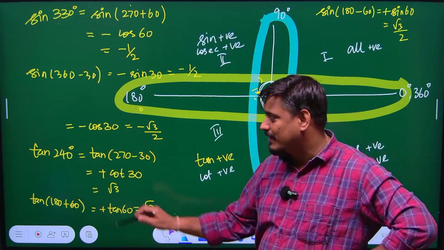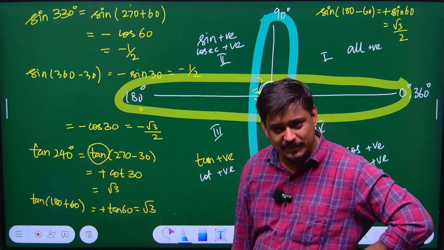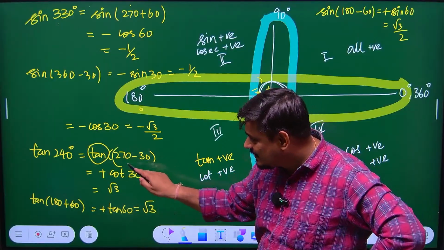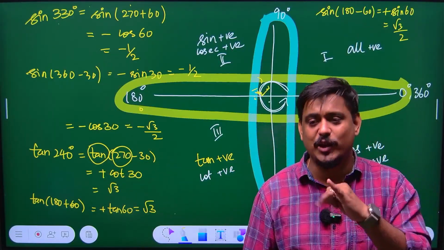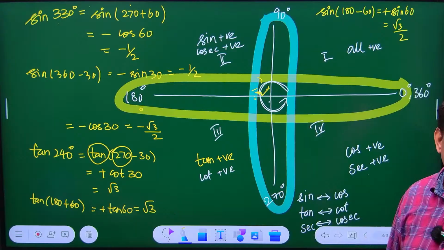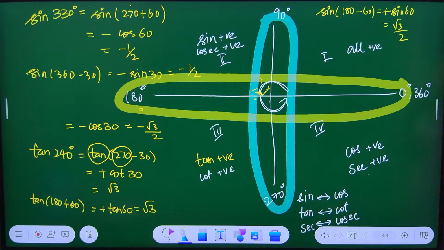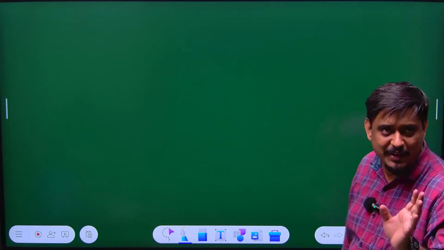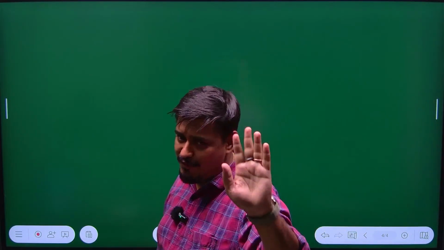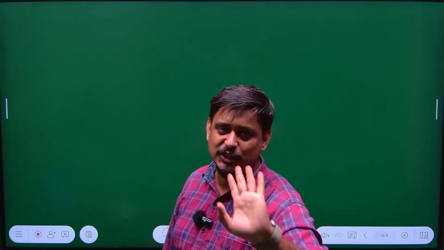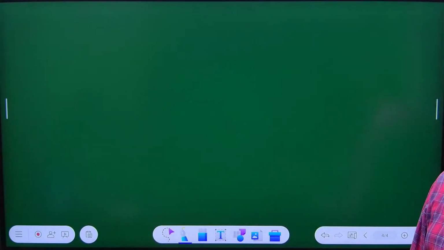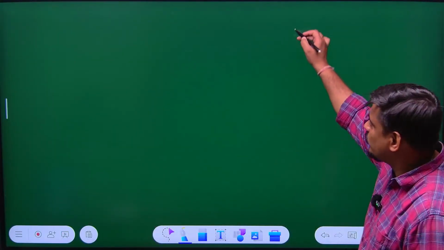What makes impact is which quadrant the angle is lying in, and second thing is whether it is the 90, 270 line or the 0, 180, 360 line. Okay? Now, I'll give some questions to you. All 5 you can solve. I'll ask randomly the answers from all of you. Okay, shall we start? You can start solving in your notebook.